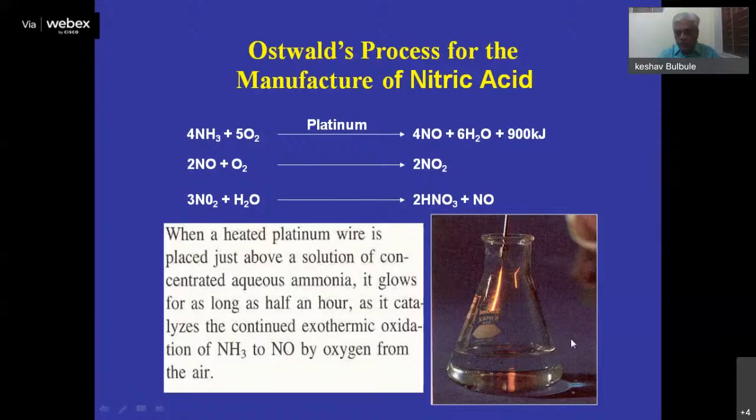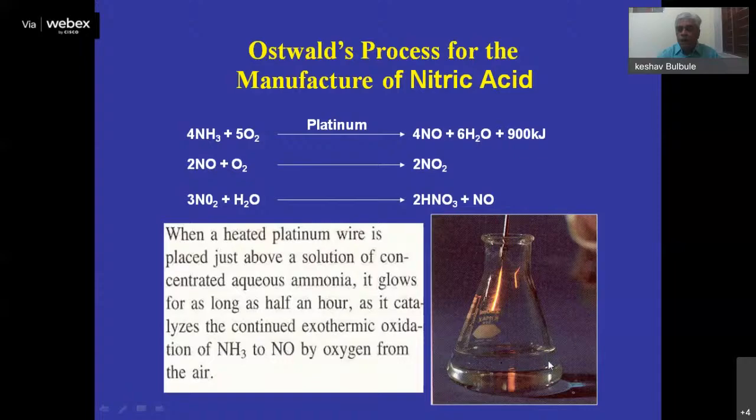In this simple experiment, what I did was, I took a small amount of liquor ammonia, not liquid ammonia. I hope you know the difference between liquor ammonia and liquid ammonia. Ammonia at room temperature is a gas. Under high pressure and low temperature, when converted into liquid, this will be referred to as liquid ammonia. Whereas liquor ammonia is ammonia gas simply dissolved into water.